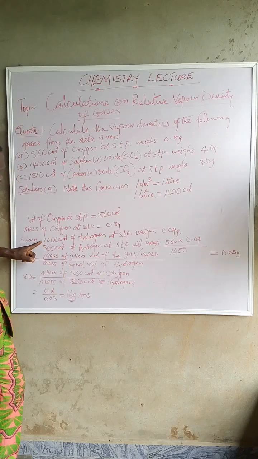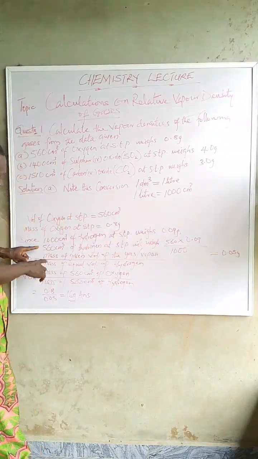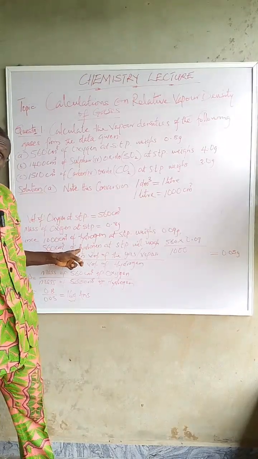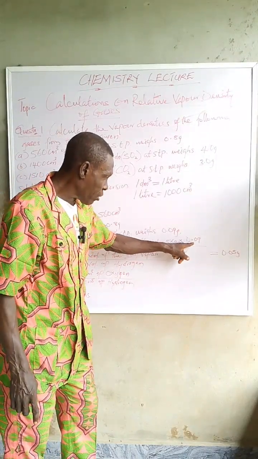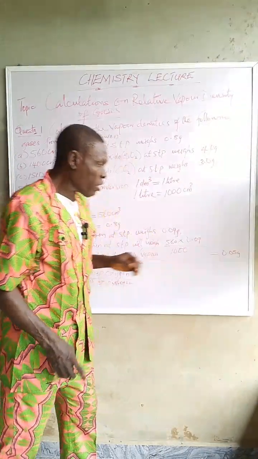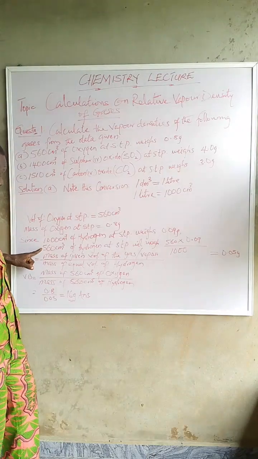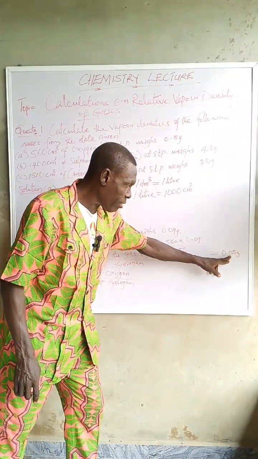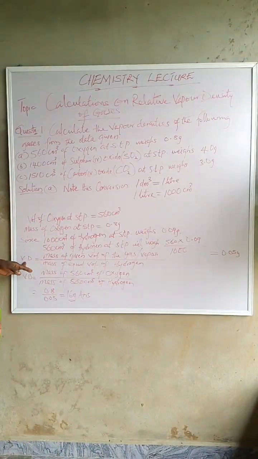So therefore, if 1,000 cm cube of hydrogen at STP weighs this, then for 560 cm cube of hydrogen, how many grams would it weigh? It will be 560 multiplied by 0.09 all over 1,000. That gives you 0.05 grams. So it means that an equal volume of hydrogen, 560 cm cube at STP, will weigh 0.05 grams. That is now known.